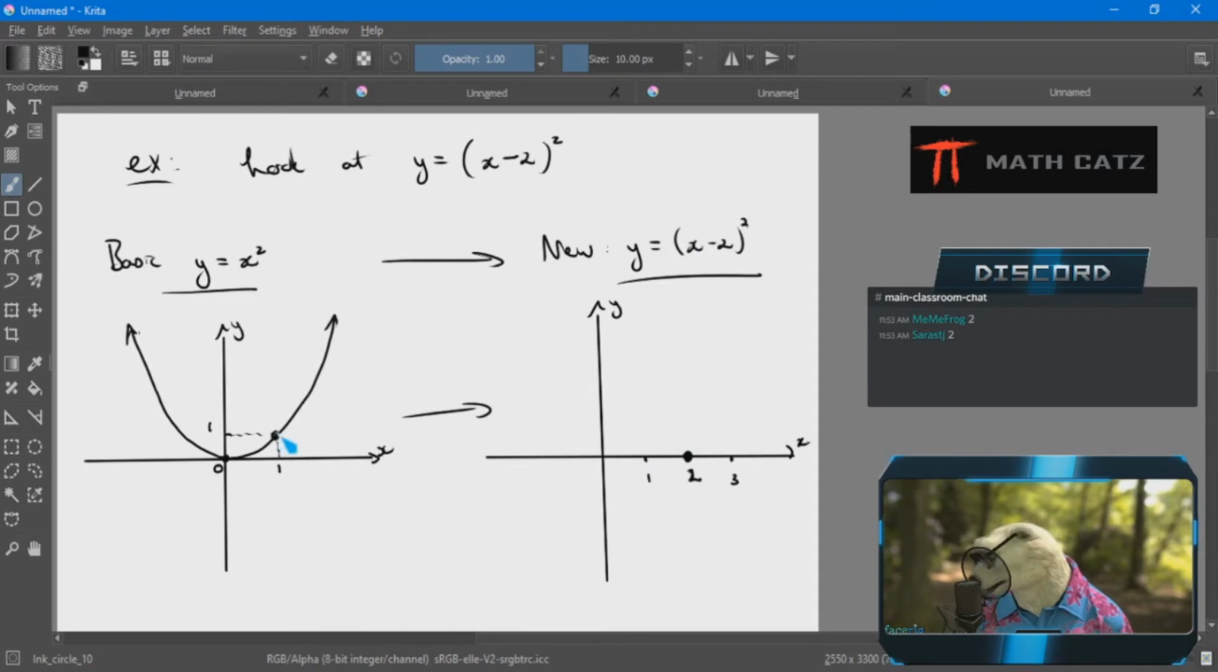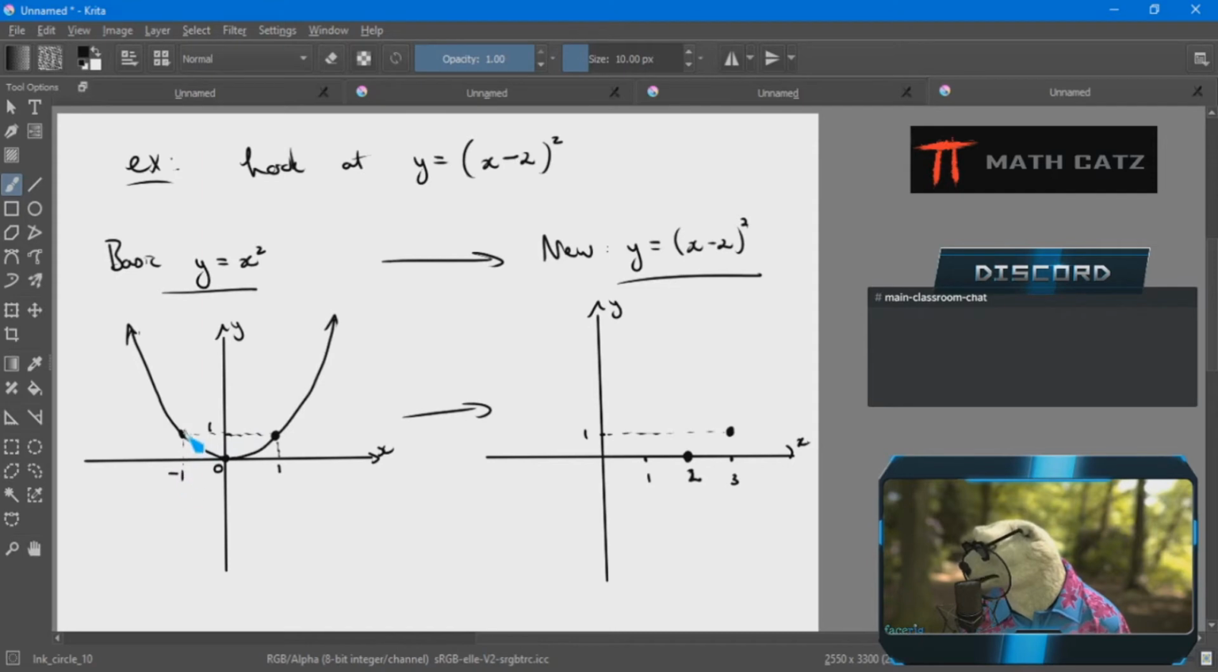Now let's look at the point 1, 1 on the basic graph. If I wanted a y value of 1, among other things, I would have had to plug in x equal to 1. If I want a y value of 1 in the new function, I'm going to have to plug in a 3, because 3 minus 2 is 1, 1 squared is 1. So in order for me to get that y value of 1, I'm going to have to plug in a 3 for x.